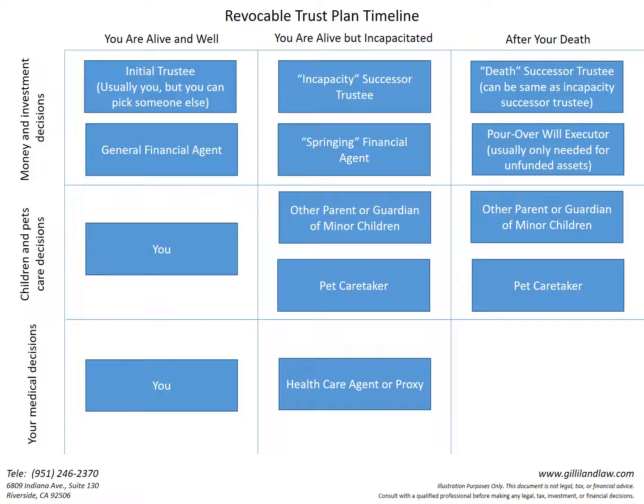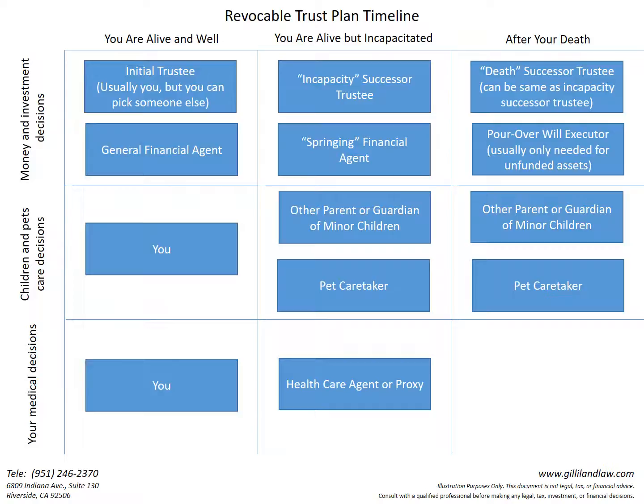Remember that when we're doing estate planning, we're planning for all three of these aspects. It's not just about when you die. It's about what happens when you're alive and well, and what happens when you become incapacitated. Who's going to make those decisions for you? On the left-hand side, we have your medical decisions down at the bottom, children and pets care decisions, and money and investment decisions.